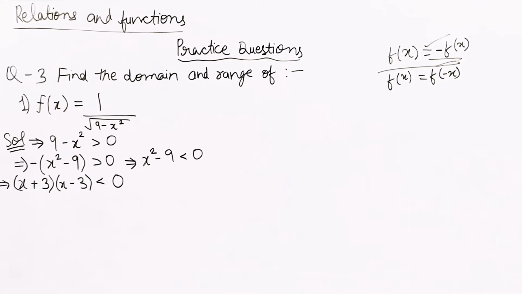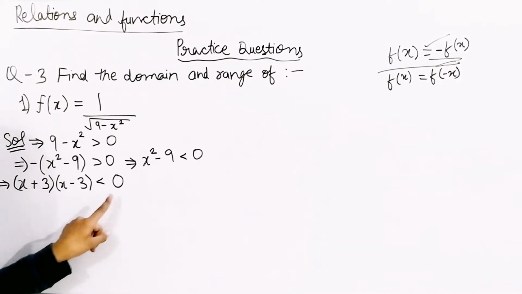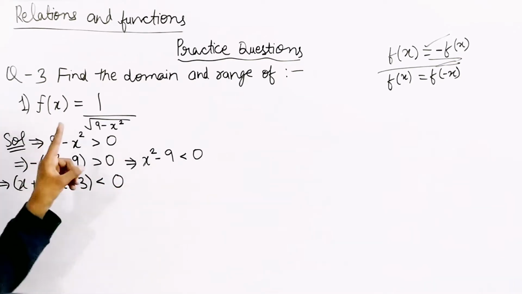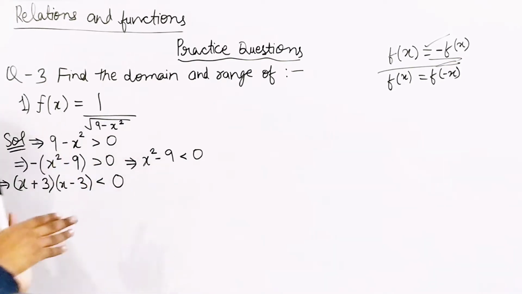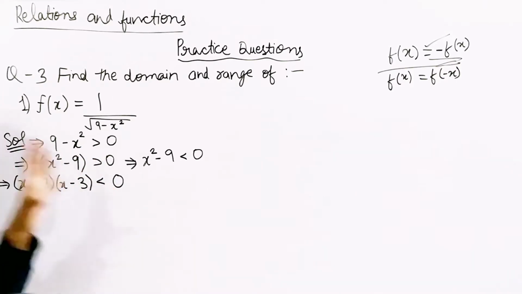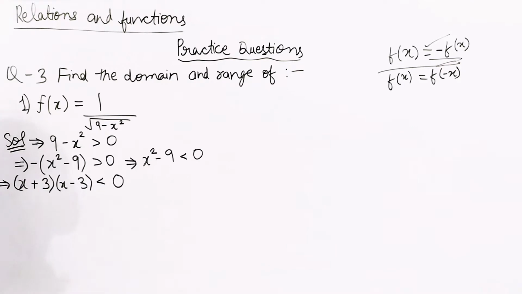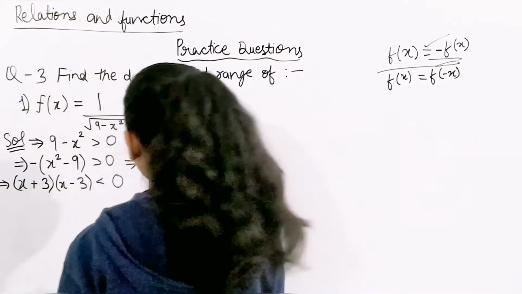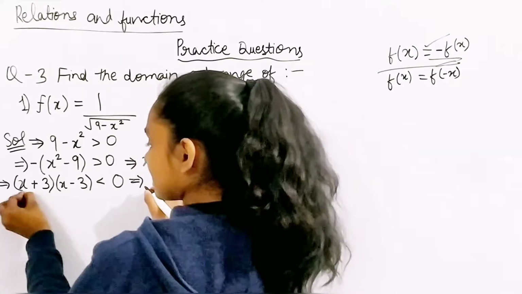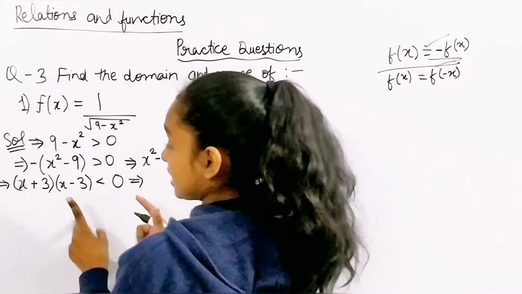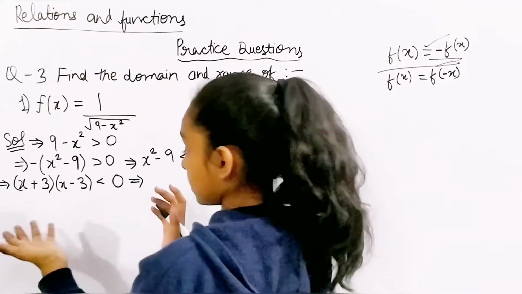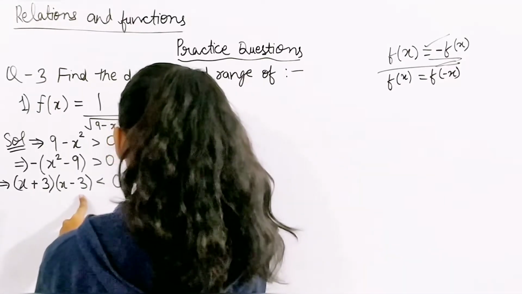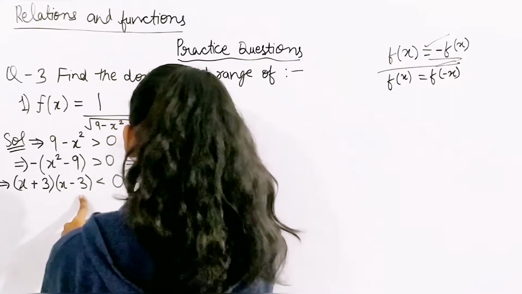Is it clear? So what am I saying? I'm saying x plus 3 and x minus 3. In the first condition we had that it's going to be greater than 0, but in the second condition, as we can see, it's an odd function, so it can take a negative value. So I did the addition and subtraction here and wrote it the same way: it's less than 0. Through this, I can see there are two values coming out, positive 3 and negative 3. So what I will write is negative 3 is smaller than x, and x is smaller than 3.